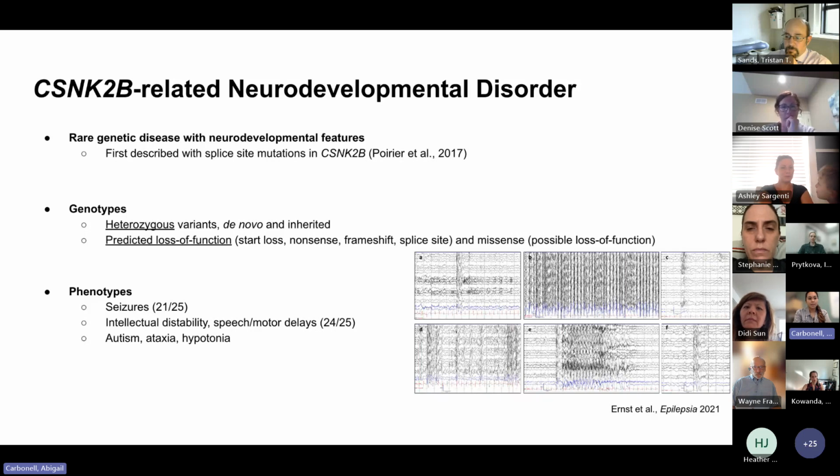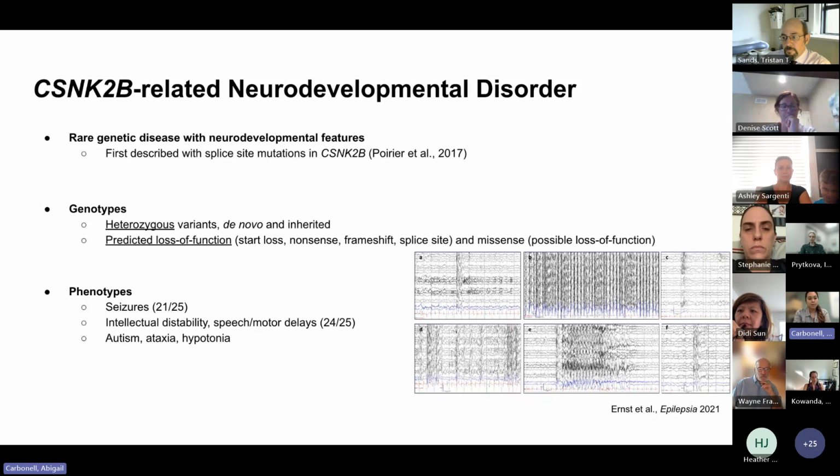This is a rare genetic disease with neurodevelopmental features, and it was first identified with variants in splice site mutations. Furthermore, predicted loss of function variants and missense variants have also been found. The types of genotypes that have been found have been heterozygous variants. Family members on this call will know that most, if not all, of the variants identified so far have been heterozygous. Only one copy of CSNK2B has been affected.